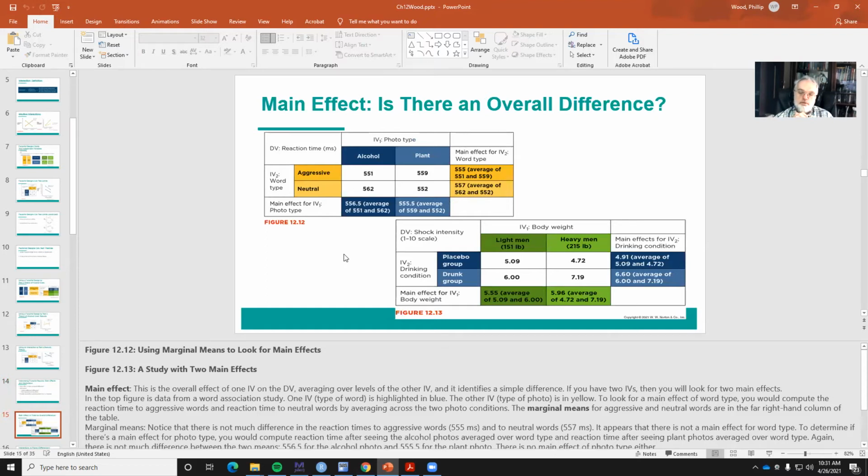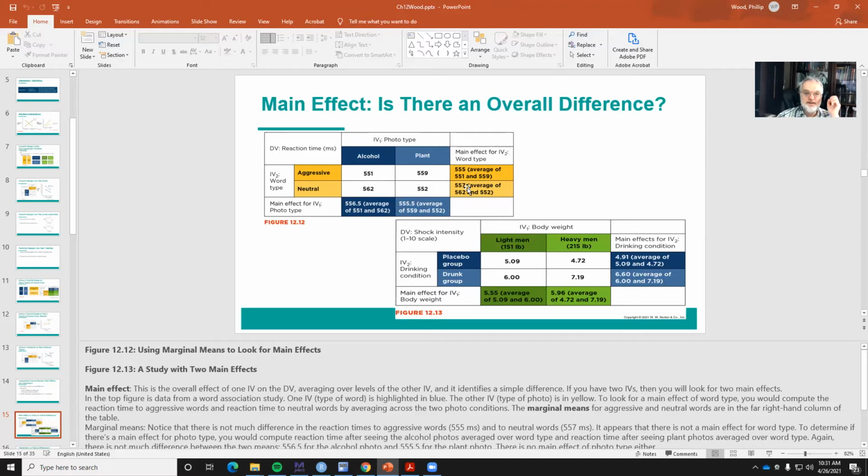Now you can work with your 2x2 design, and you can get a sense of what the main effects look like. What we're doing is, let's just talk about the Bartholow study up here at the top. We're going to take an average for the aggressive word across both the alcohol and the plant condition. So 555 is an average of 551 and 559. And similarly, we'll take an average across our two neutral values. And we can then compare if 555 is that much different than 557.